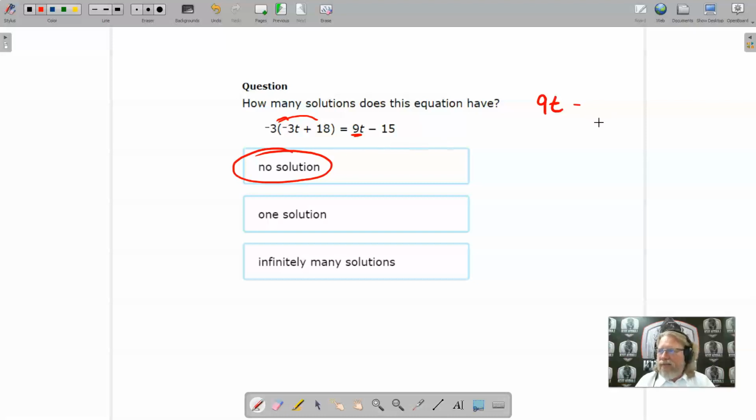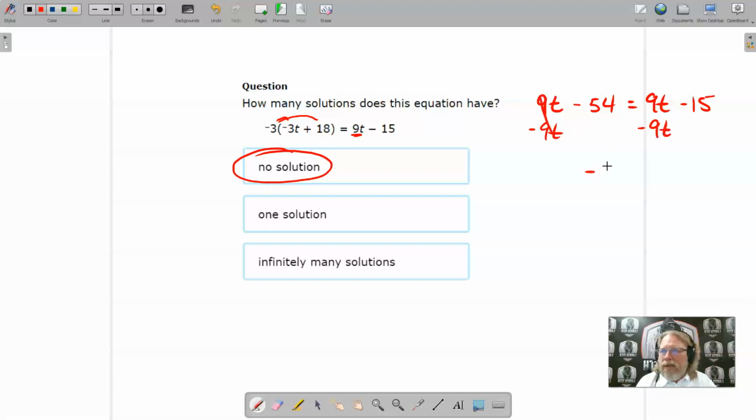So 3 times negative 18 should be 30 and 18, 54, negative 54. I'm almost positive. Let's double check, make sure Mr. T hasn't lost his mind. Negative 3 times 18 is indeed negative 54. And we're going to set that equal to, so that was our distributive property, 9t minus 15. So let's see what happens. Let's subtract 9t from each side. Minus 9t, minus 9t, not 90, but 9t.